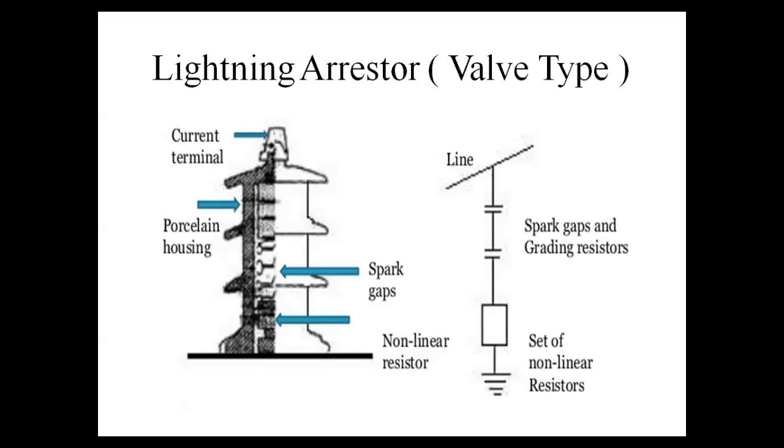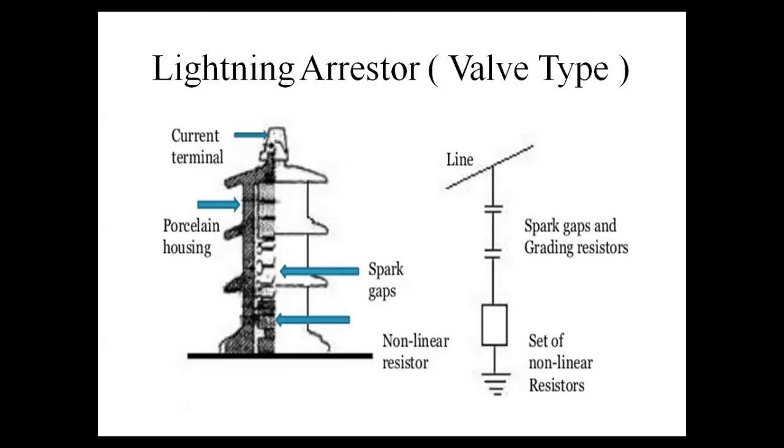During normal operating voltage, the space is enough not to allow the current to go to the ground. But whenever there is an overvoltage, it conducts and the surge current is grounded.